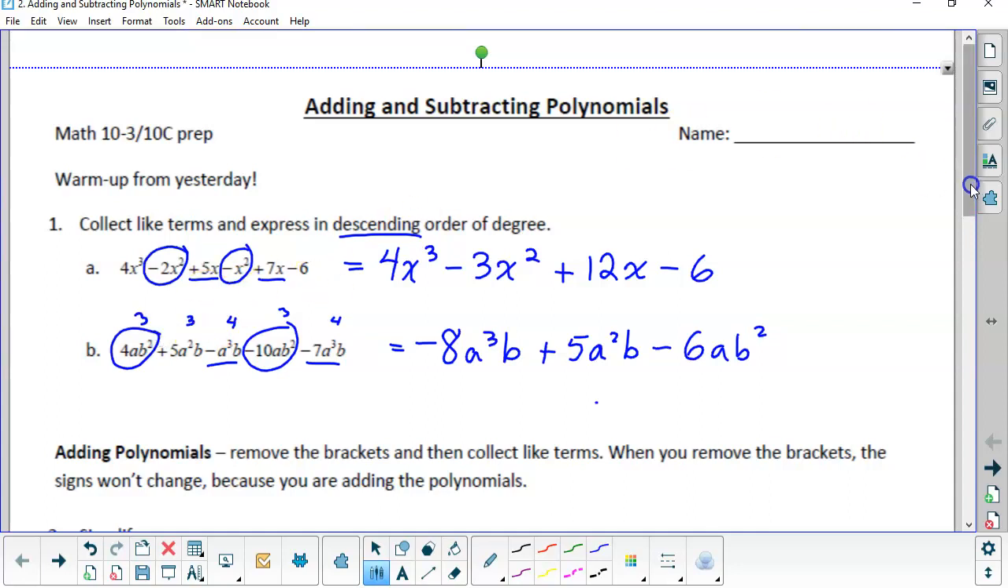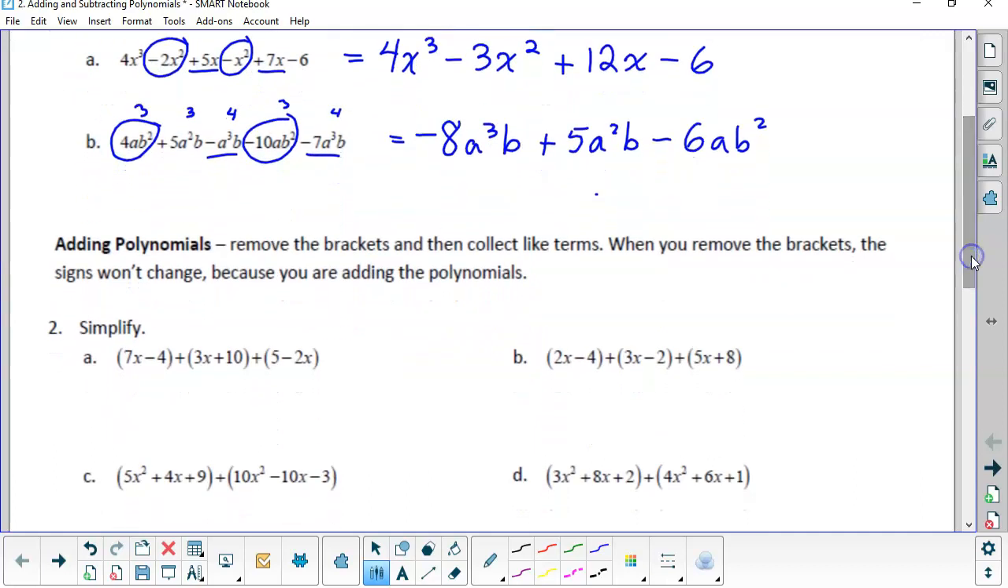So the only thing different today is you're going to have brackets in your expression. So you're adding polynomials. For example, here, this is a binomial plus a binomial plus a binomial. When you're adding, nothing really changes, right? Adding's easy. It's when you're subtracting. So these are all adding. When you're subtracting, though, you have to be careful of the signs. They will change. So that's why I've said here, remove the brackets and collect like terms. When you remove the brackets, the signs won't change because you're adding the polynomials. So these are adding only.